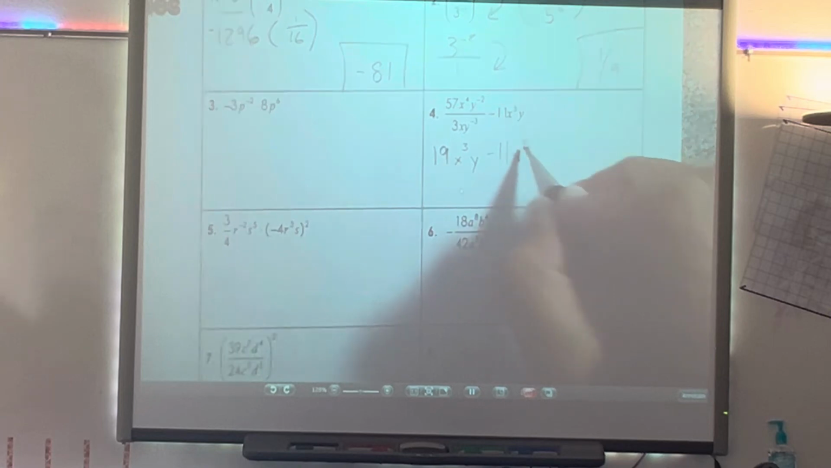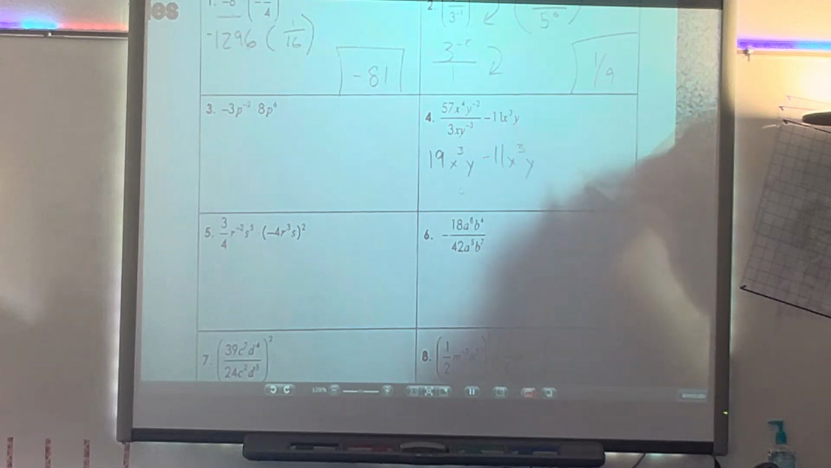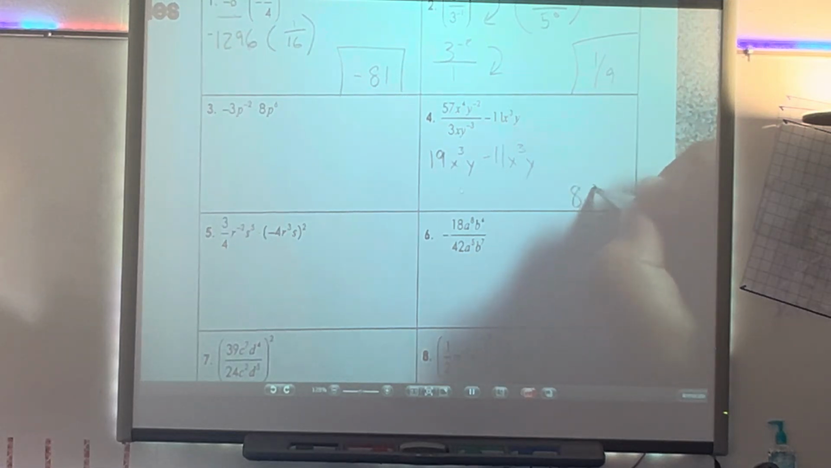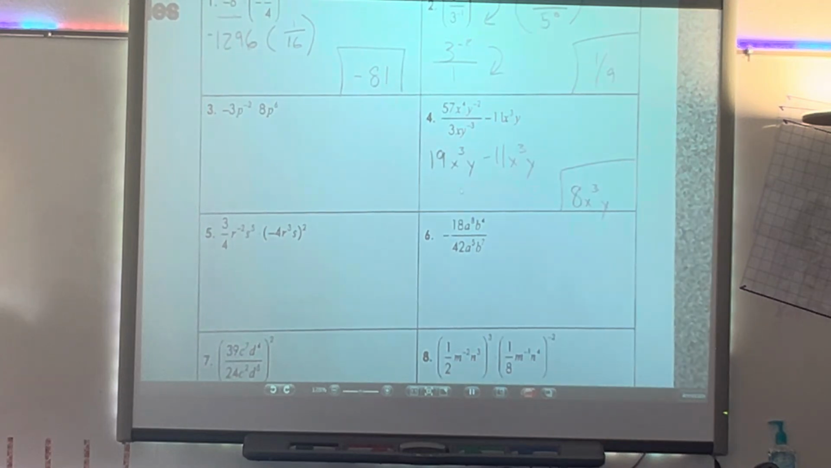And then, so now I have this. Because they match, I can go ahead and do the subtraction. So 19 minus 11 gives you 8x to the third y. So I said, I'm not going to make you do it any specific way. It's really y'all's preference because there's more than one way.